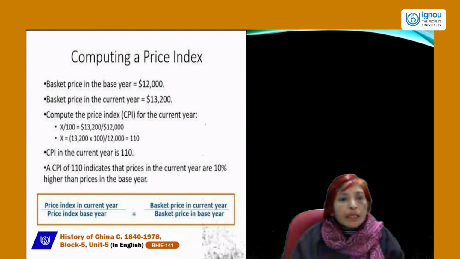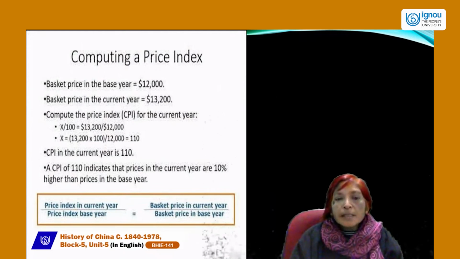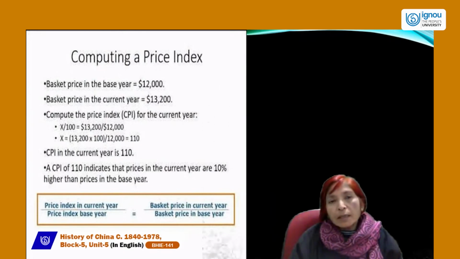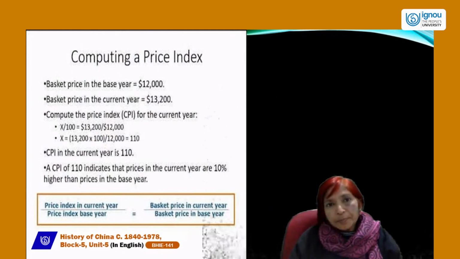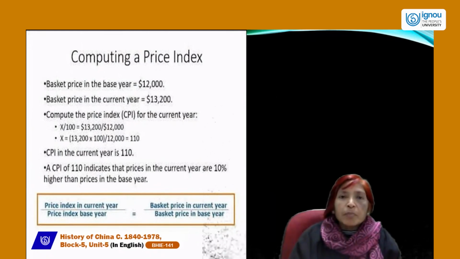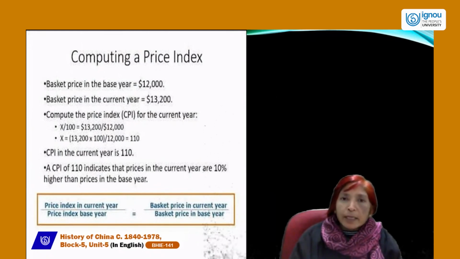So CPI in the current year is 110, and 110 indicates that prices in the current year are 10% higher than the prices in the base year. So in this way, we can compute a price index. It's very simple to calculate.